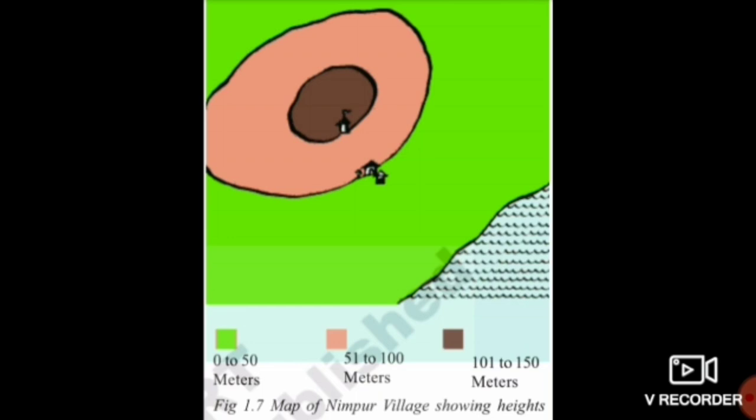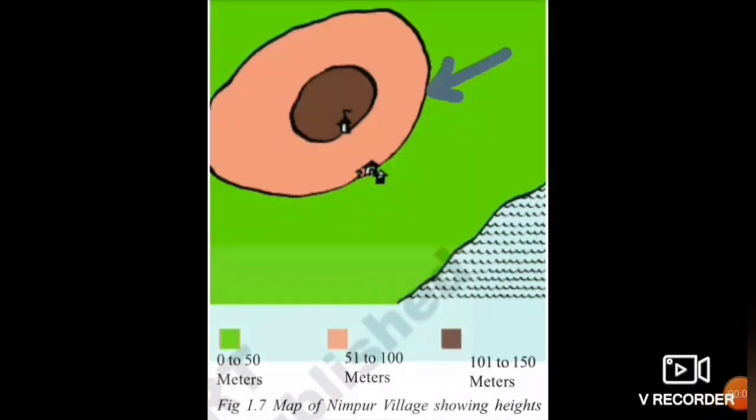And finally, areas which are between 101 meters and 150 meters are colored in brown color. Thus, any place which falls in the height zone from 51 to 100 meters will have a height which is above 50 meters but below 100 meters. Heights are shown in different shades of colors.